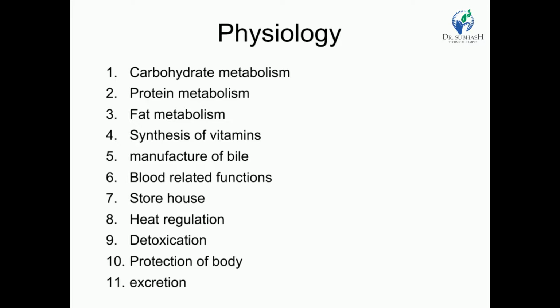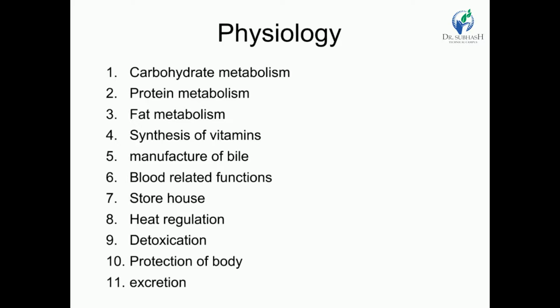Next function, that is manufacturing of bile. As we know, bile juice includes bile salts, namely sodium taurocholate and sodium glycocholate, and these two are synthesized in the liver from cysteine and glycine. These two are amino acids, synthesized with the help of cholic acid. And further, it even carries pigments like bilirubin and biliverdin. Further, it can be transported from the spleen and transferred into the gallbladder.